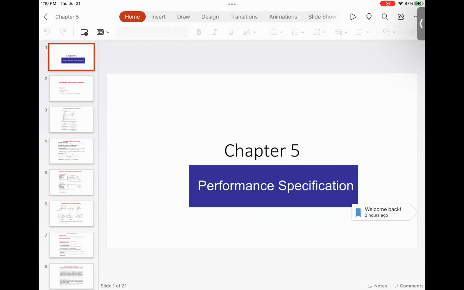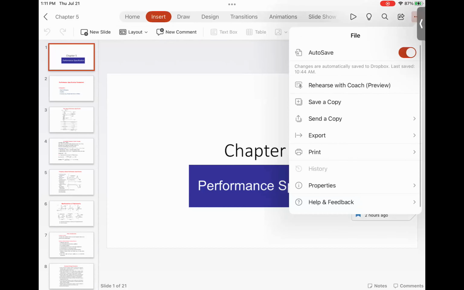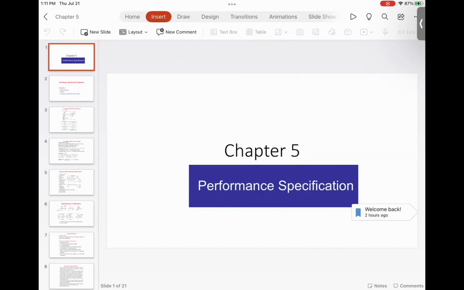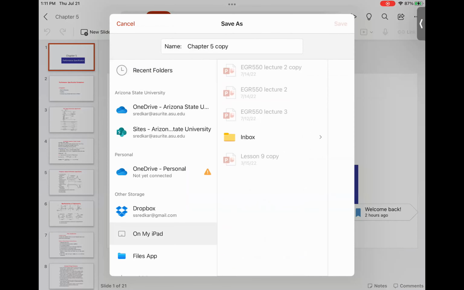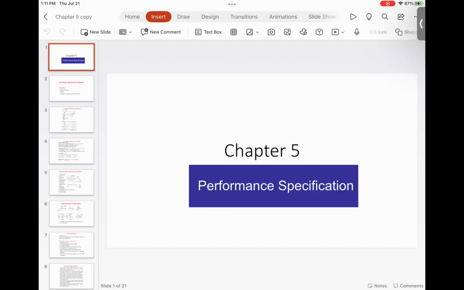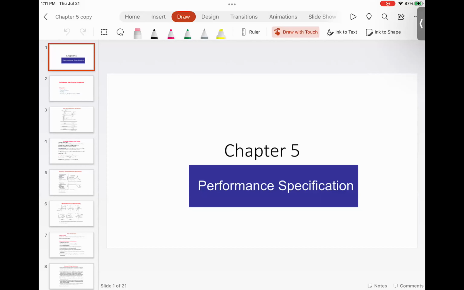And let me give you the outline for today's lesson. So in today's lesson, what we are going to do is we are going to look at, first, the performance specifications.